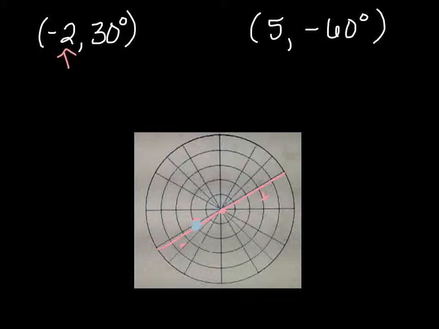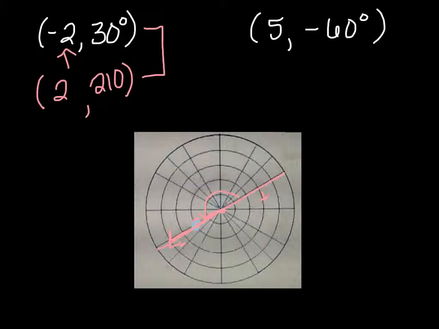Now, how else could I possibly list that point? Well, I could change the angle. This angle right here is an angle of 210 degrees. So if I change the angle to 210 degrees, then this becomes the positive direction, and this point would be positive 2 at 210 degrees. Those are the same point.